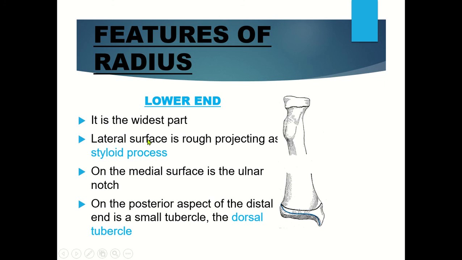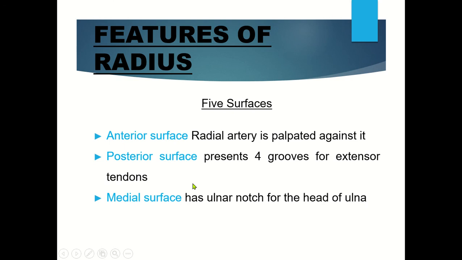The lower end is the widest part. The lateral surface is rough, projecting as styloid process. On the medial surface is the ulnar notch. On the posterior aspect of the distal end is a small tubercle known as the dorsal tubercle. And it consists of five surfaces. Anterior surface: radial artery is palpated against it. Posterior surface has four grooves for extensor tendons and the medial surface has ulnar notch for the head of ulna.